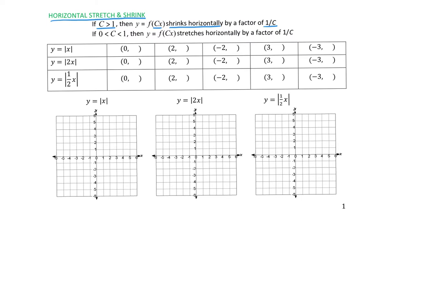Let's say that we multiply our x value by some number between 0 and 1. You would think that would make it smaller, but it actually stretches it out horizontally, again by a factor of 1 over c.